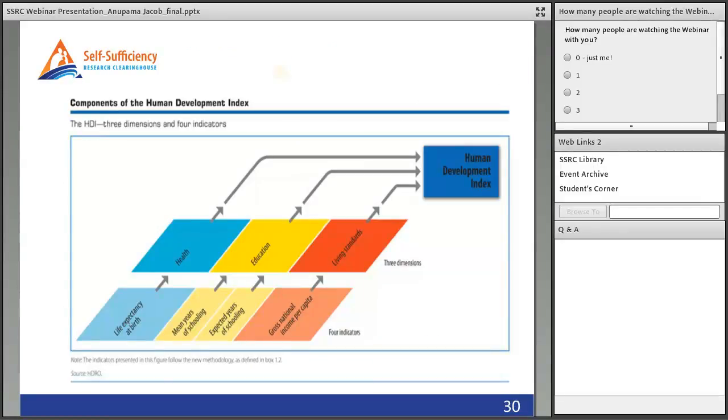So this slide shows what indicators are used to assess each dimension. So for example, life expectancy at birth is used as an indicator for the health dimension, while mean years of schooling for adults aged 25 years is used as one of the indicators for the education dimension, and gross national income per capita is used to assess the standard of living dimension.